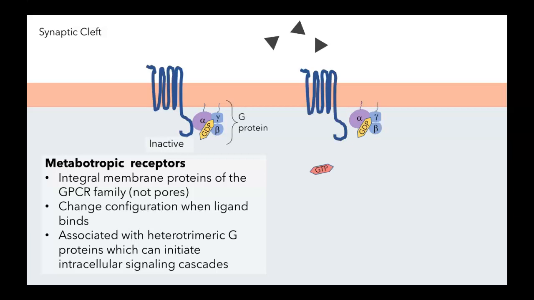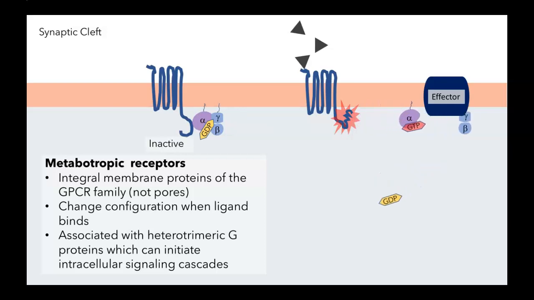What happens when we add glutamate is that the glutamate binds to the receptor. That induces a conformational change, which in turn leads the G protein to drop the GDP and instead pick up a GTP molecule. Once this happens, the subunits of the G protein lose the affinity for the receptor. They'll diffuse away. And in the case of the glutaminergic receptors, the alpha subunit can go and interact with a number of different effector proteins in the cell.